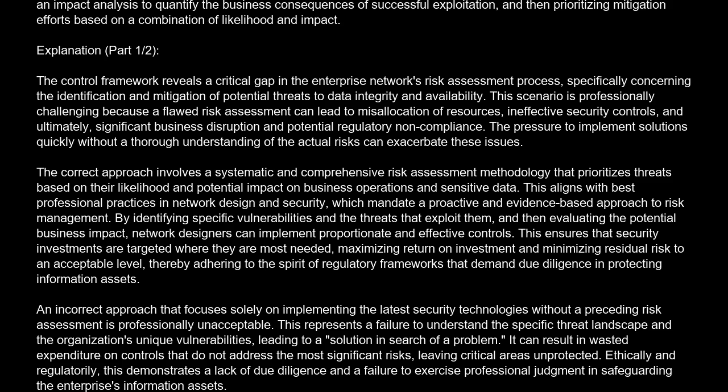An incorrect approach that focuses solely on implementing the latest security technologies without a preceding risk assessment is professionally unacceptable. This represents a failure to understand the specific threat landscape and the organization's unique vulnerabilities, leading to a solution in search of a problem. It can result in wasted expenditure on controls that do not address the most significant risks, leaving critical areas unprotected. Ethically and regulatorily, this demonstrates a lack of due diligence and a failure to exercise professional judgment in safeguarding the enterprise's information assets.